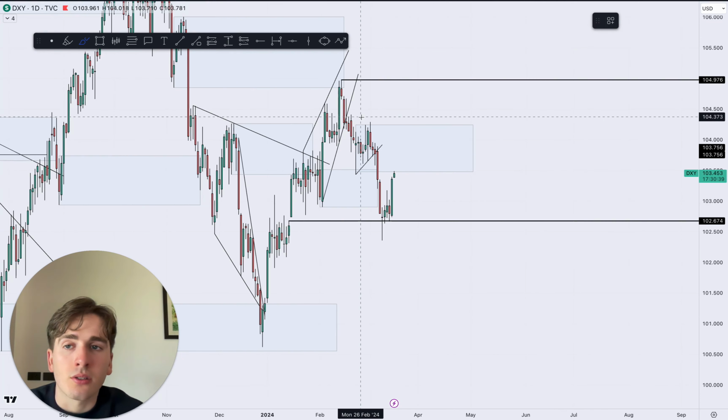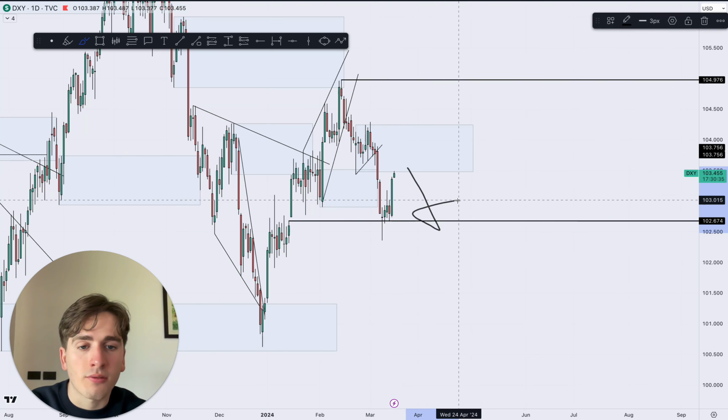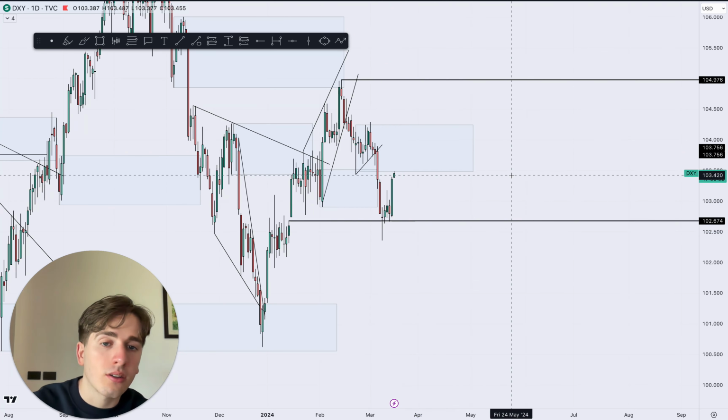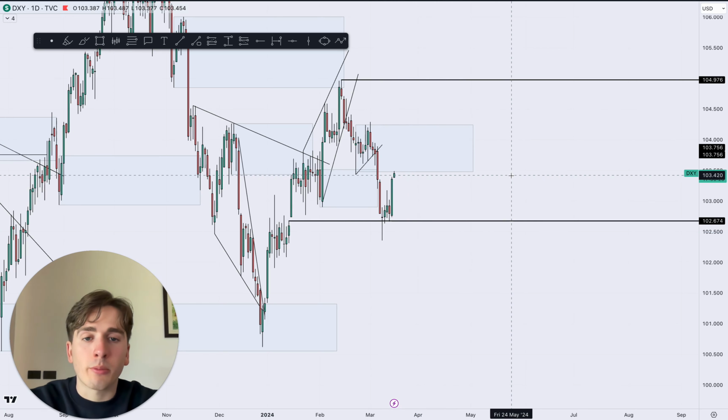Looking at the dollar index, we've now pulled in towards this supply zone, which is an area of supply from where you would expect potential further downside. So that would go hand in hand with that potential long on the 4-hour time frame on EURUSD.